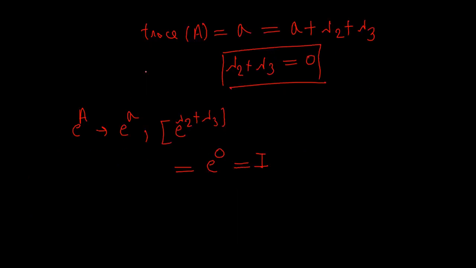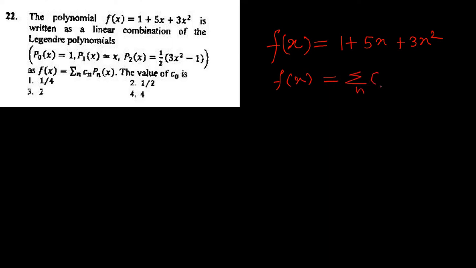Okay, now let's move towards the next question. The next question is from the Legendre polynomial. So the question is, f(x) is given to you as 1 plus 5x plus 3x square, and the other form of f(x) is also given, which is summation over n of c n P n(x).